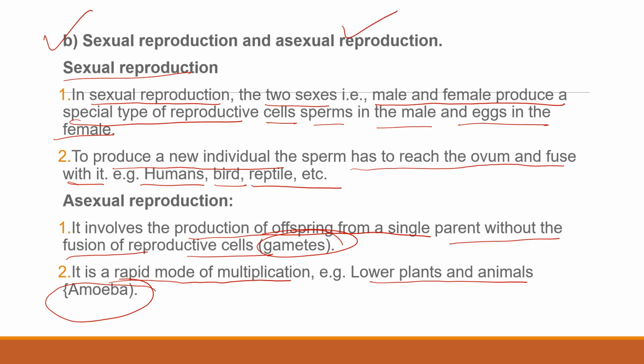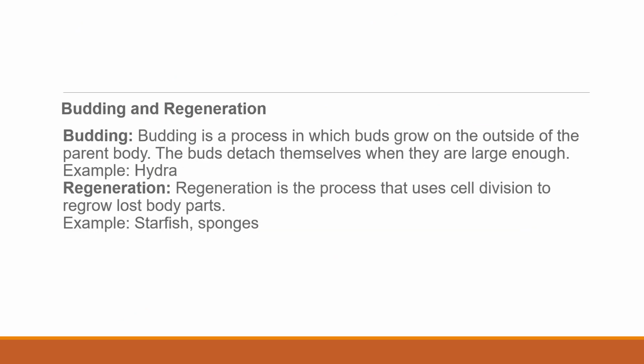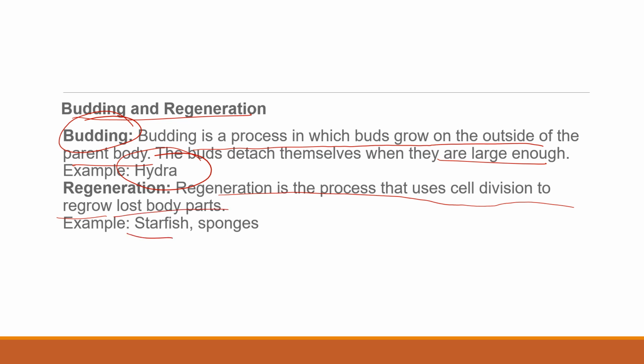Okay, so next one is the difference between budding and regeneration. So what is budding? You are supposed to write the definition. Budding is a process in which buds grow on the outside of the parent body, and the buds detach themselves when they are large enough, like that of hydra. And next one is regeneration, the process that uses cell division to regrow lost body parts. Examples are starfish and sponges.